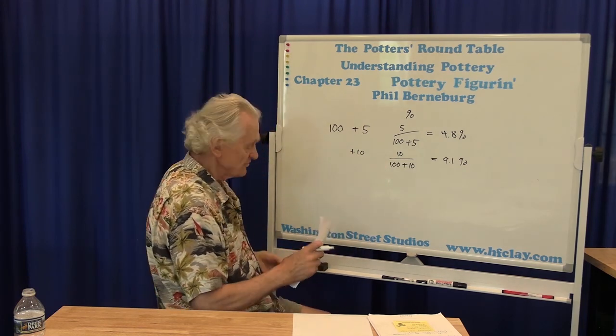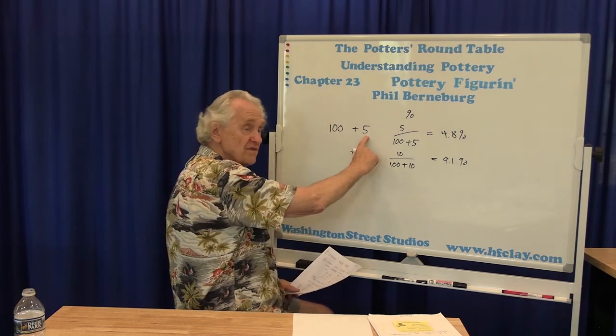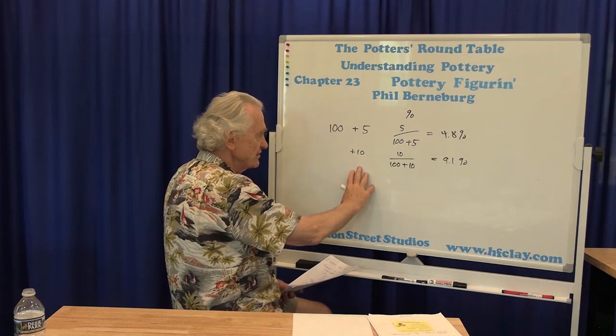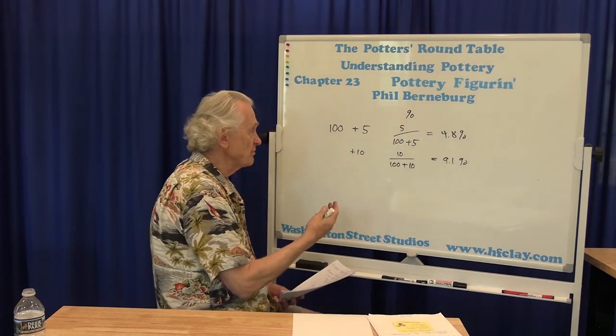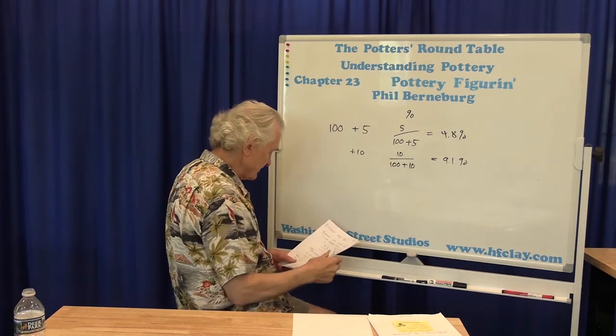Now this would be, if I was making up individual batches, I might do this. I might take 100 grams and make up a batch with 5 grams added, and another batch with 10 grams added, another with 15 grams added. And each one of those would be a separate batch, and I would take samples of each one of those to testing.